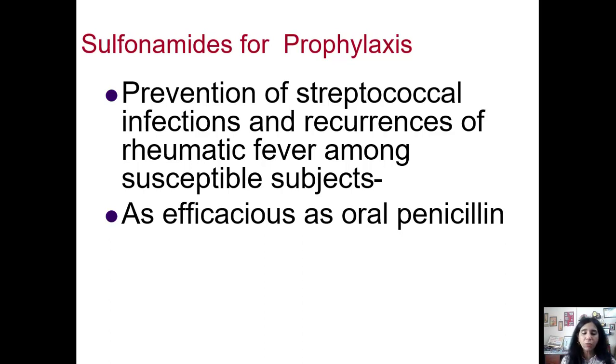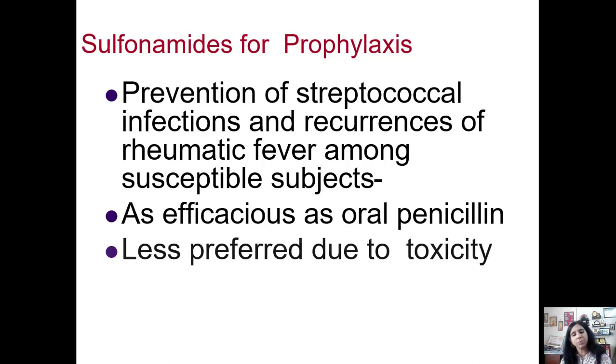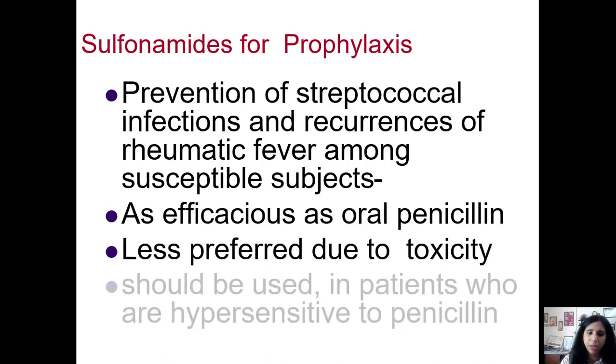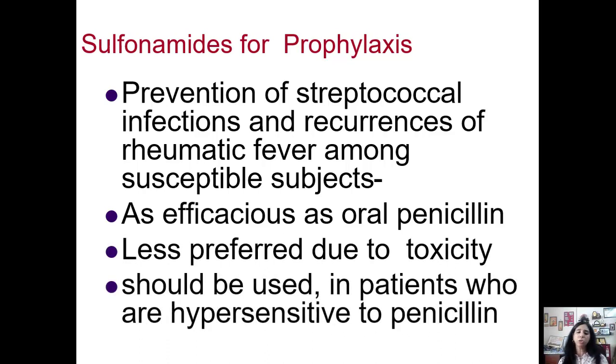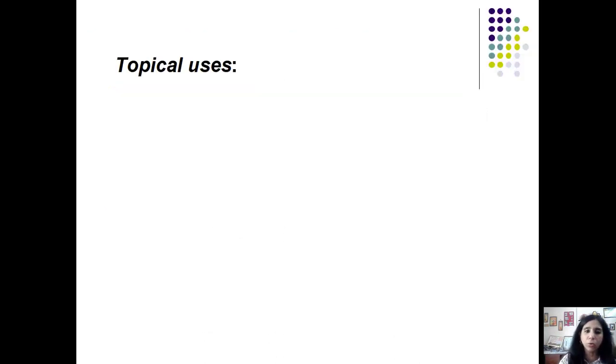Penicillins, of course, are the drugs of choice for rheumatic fever and for streptococcal infections. But if the patient is allergic to penicillin, has developed anaphylaxis with penicillin, you will never be giving him penicillin, and you have to resort to other agents. It is less preferred due to its toxicity, and should be used only in patients who are hypersensitive to penicillin. So that is the only prophylactic use of sulfonamide.